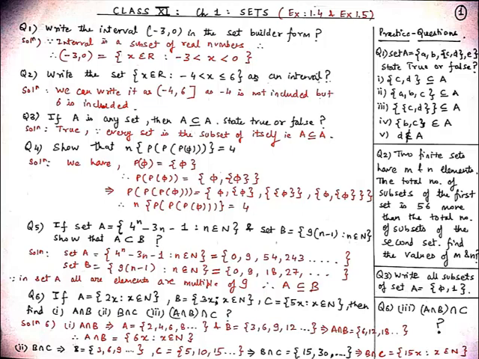And now our second question for today is: write the set {x belongs to R such that -4 < x ≤ 6} as an interval. So here we can write it as (-4, 6], where at -4 we have an open interval and at 6 we have a closed interval. Here we will not include -4 but we will include 6.